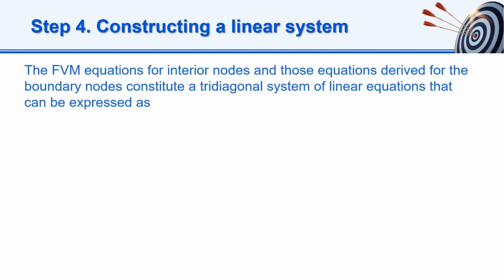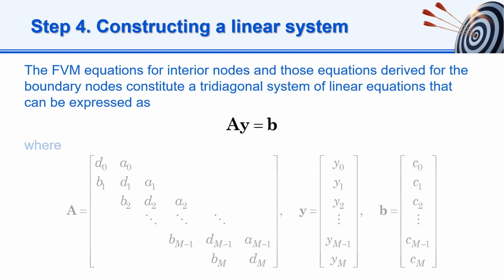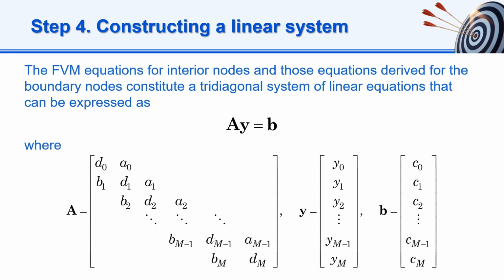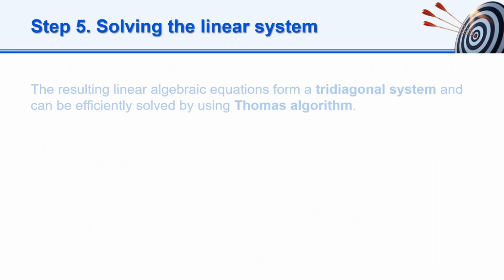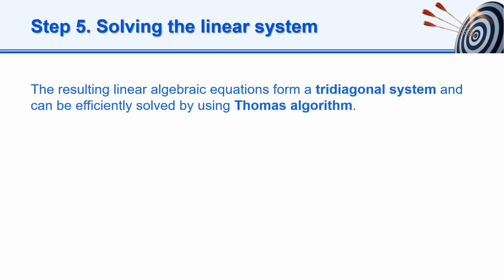The finite volume method equations for interior nodes and those equations derived for the boundary nodes constitute a tridiagonal system of linear equations that can be expressed as the matrix equation AY equals B, where A is a square matrix, Y is the vector of nodal values, and B is the vector denoting the right-hand side. The resulting linear algebraic equations form a tridiagonal system and can be efficiently solved by using the Thomas algorithm.